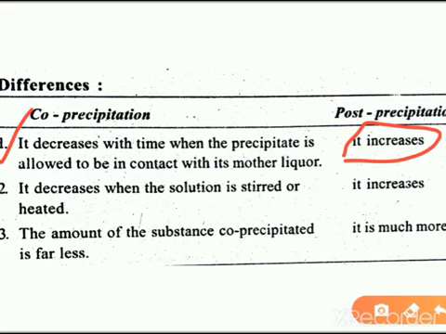The next one is that it decreases when the solution is stirred or heated. The co-precipitation decreases when the solution is stirred constantly and the reagent is added slowly. By heating, it decreases. But post-precipitation increases when the solution is stirred or heated. The next one: the amount of substance co-precipitated is far less, but the amount of post-precipitation is much more.